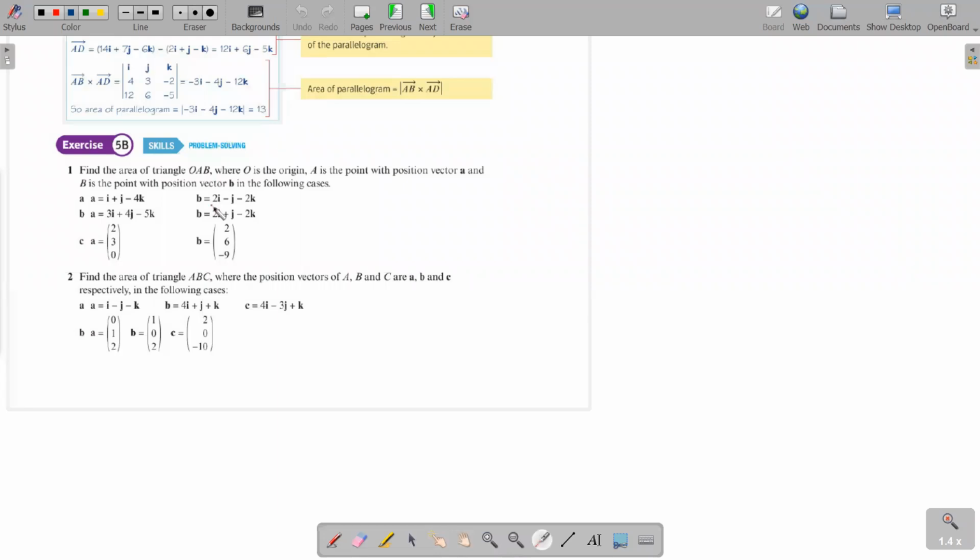Okay, so let's do the first question in exercise 5B related to what we did earlier. Find the area of the triangle OAB where O is the origin, A is the point with position vector A, and B is the point with position vector B in the following cases. They've told you that the triangle definitely starts from the origin. So this is O, this is A, this is B. OA vector is vector A, this is vector B. Vector A is given as i plus j minus 4k. Vector B is given as 2i minus j minus 2k.